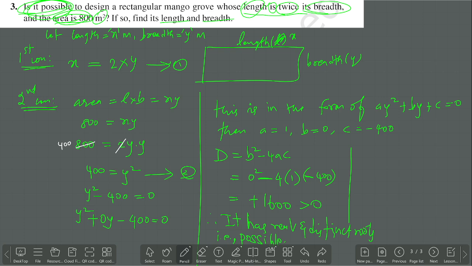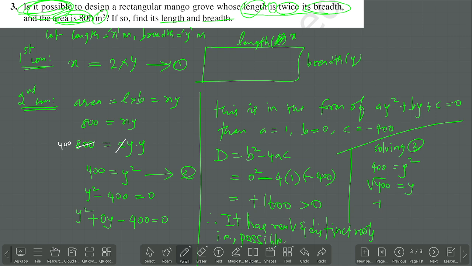If it is possible, you underline. Possible you write. If it is possible, you underline. Then we are going for the solving. Now we are going for the solving. Solving 2, that is what it is again. 400 equal to y square. Y square when you send opposite, root 400 equal to y.